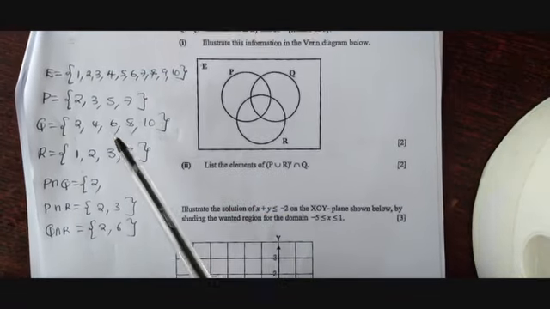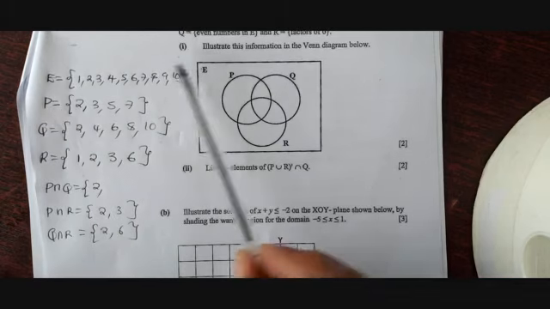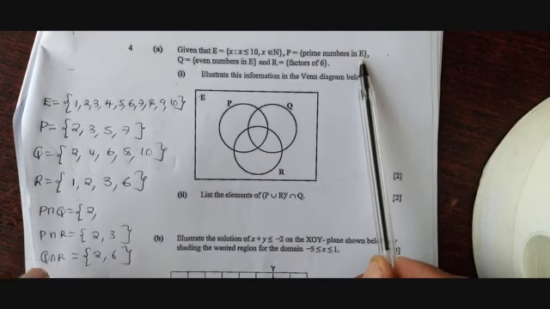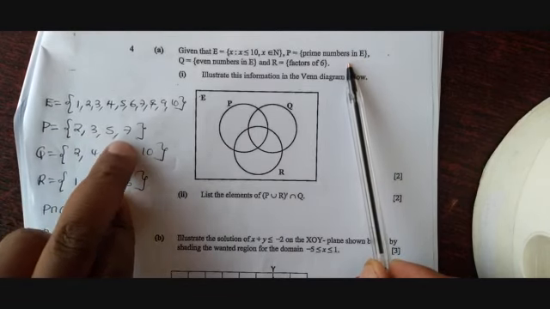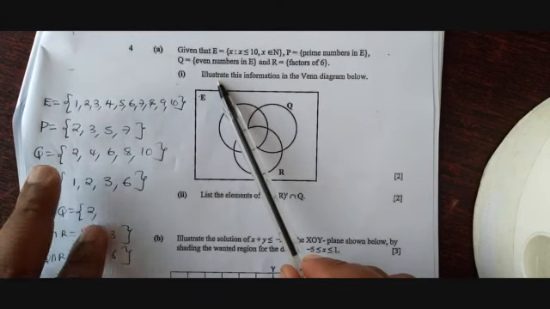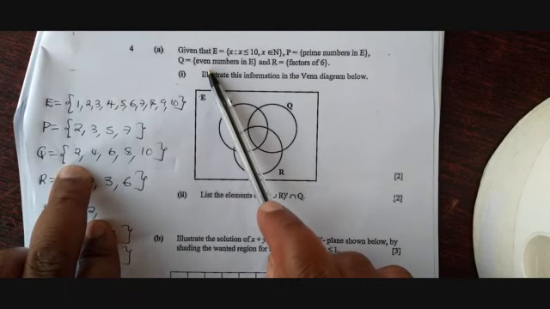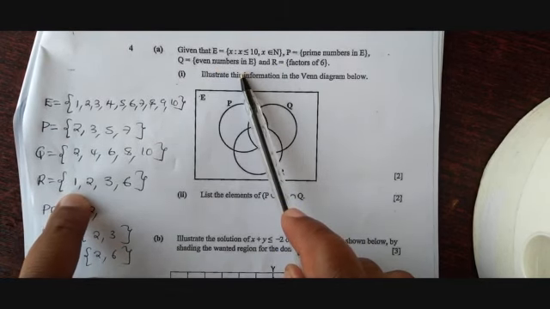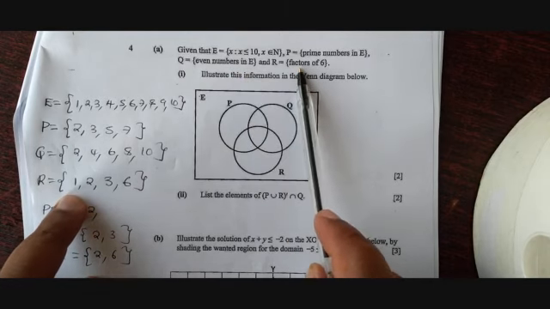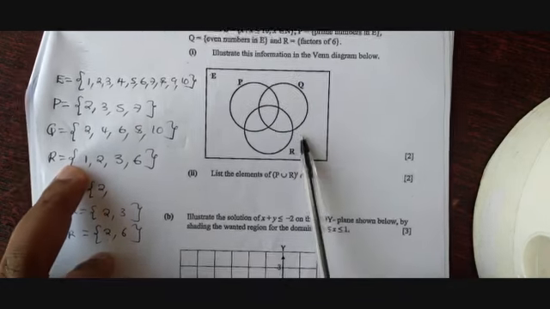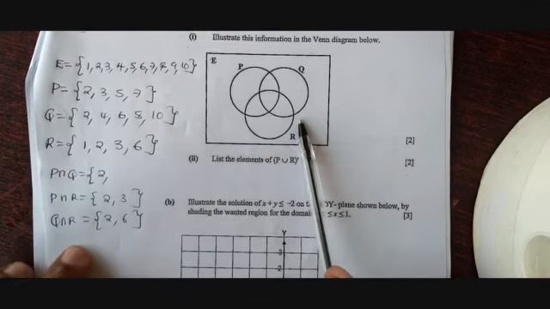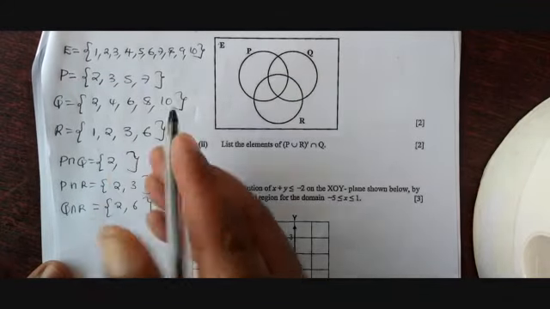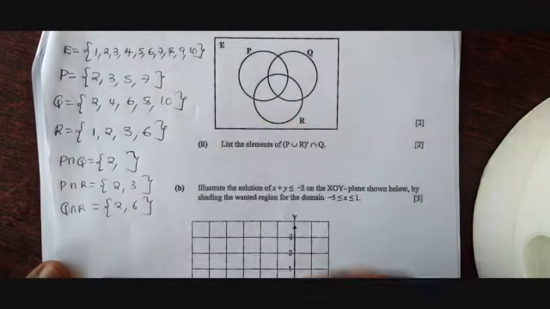So we are saying P represents the prime numbers, like I said, in E. What are these prime numbers? 2, 3, 5, and 7. Q is even numbers, 2, 4, 6, 8, 10. Then R is factors of 6, that is 1, 2, 3, and 6. Then you can go on and get the P intersection Q. The elements that are in here and there, you have got 2 only.